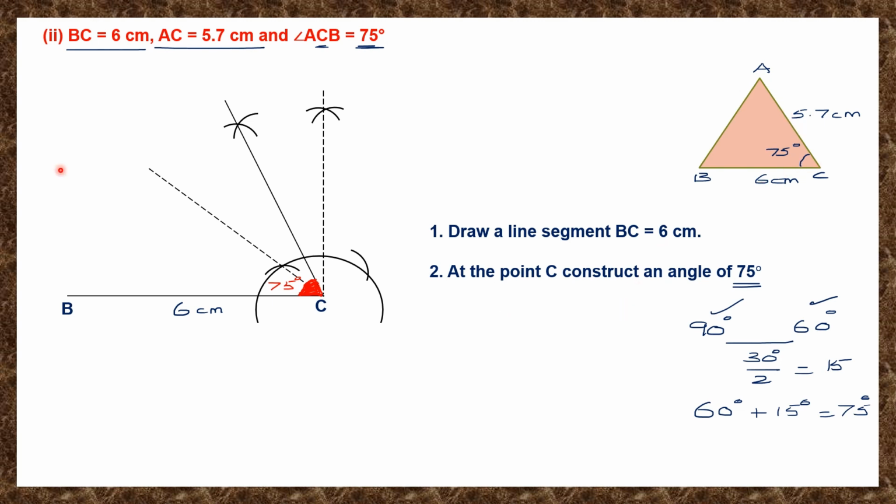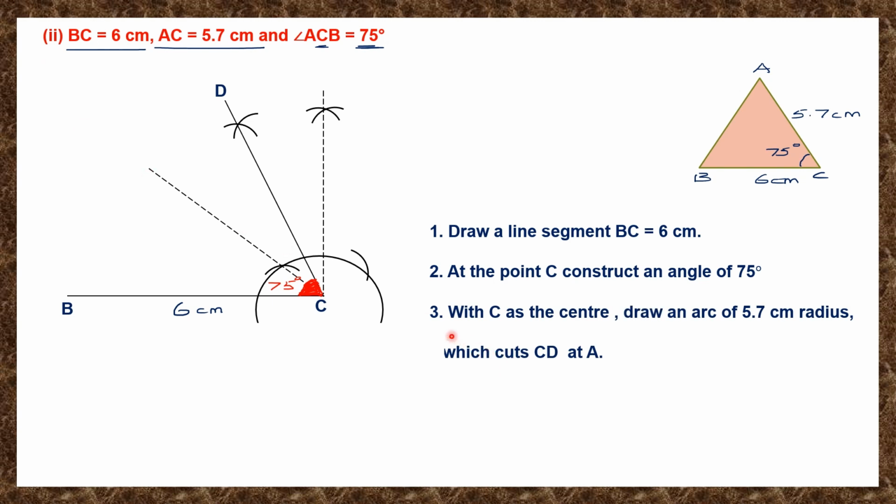So here, what are we going to do? In the next step, we are going to do this with C as a center. That means we're going to place our compass here. We're going to draw an arc of 5.7 centimeters. We need 5.7. So on your compass, take 5.7 centimeters, place it on C and cut this arc. Cut this line.